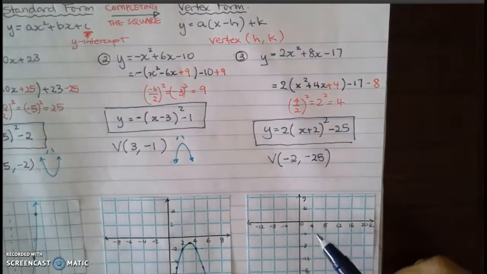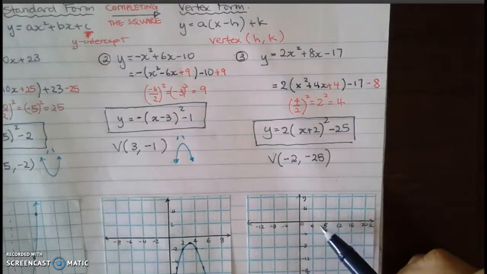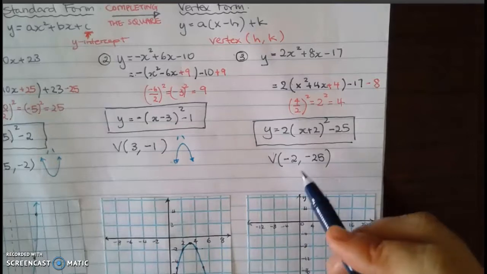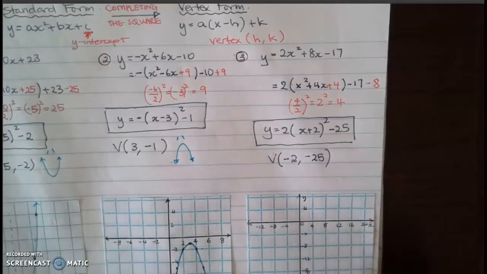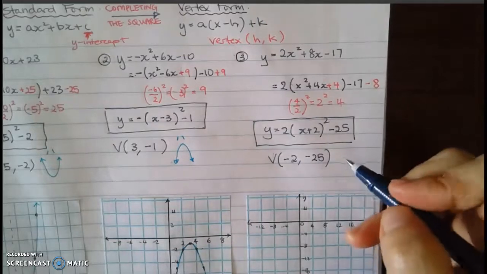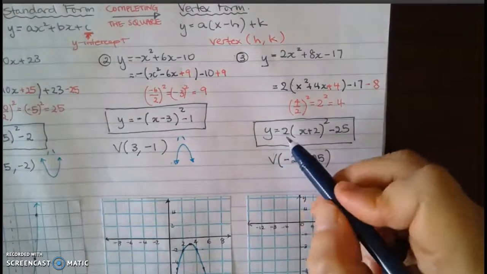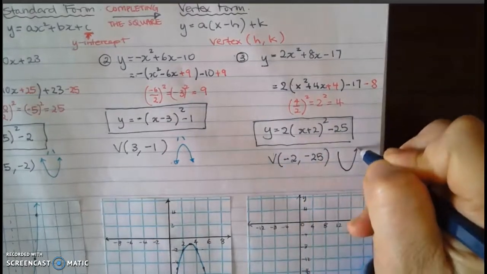Okay, so this graph, because we're dealing with much bigger numbers, each square is equivalent to 4 units. So -2 will be here, and -25 will be right here. That's my vertex. Now, is this opening up or opening down? Because A is positive, we know it's going to be opening up like so.